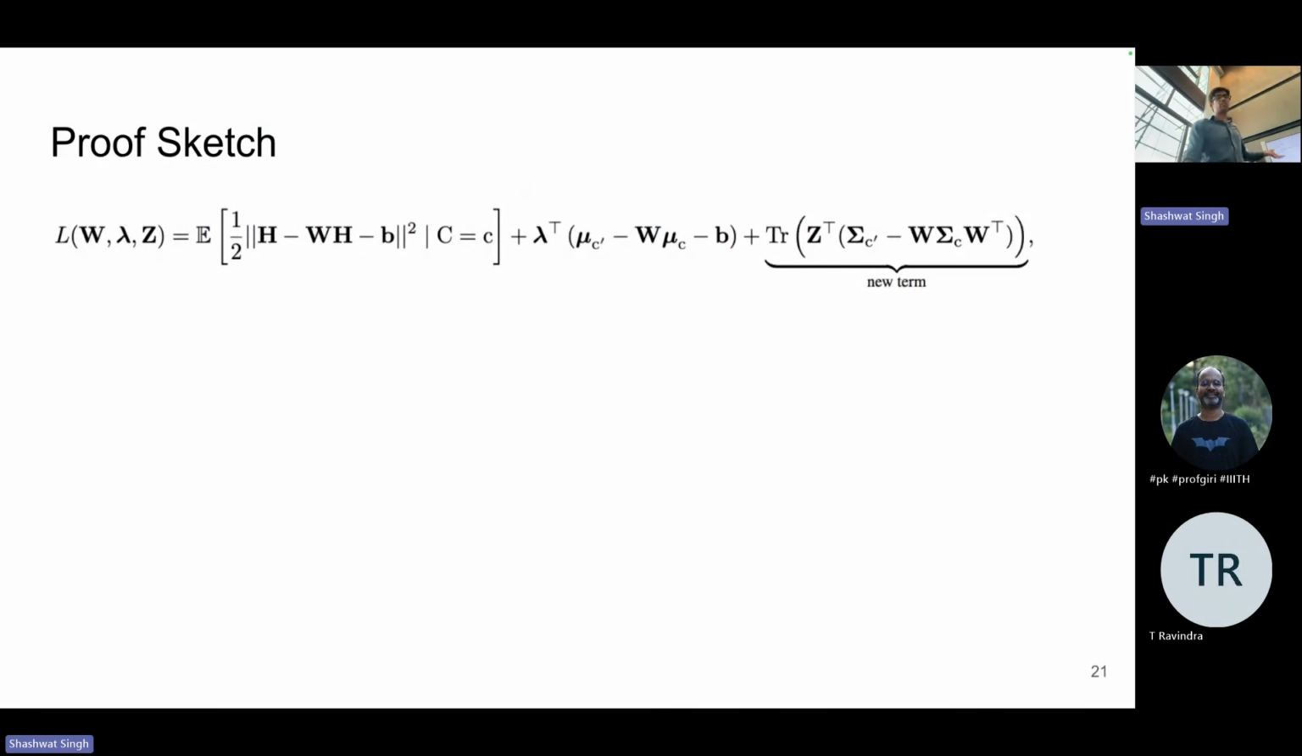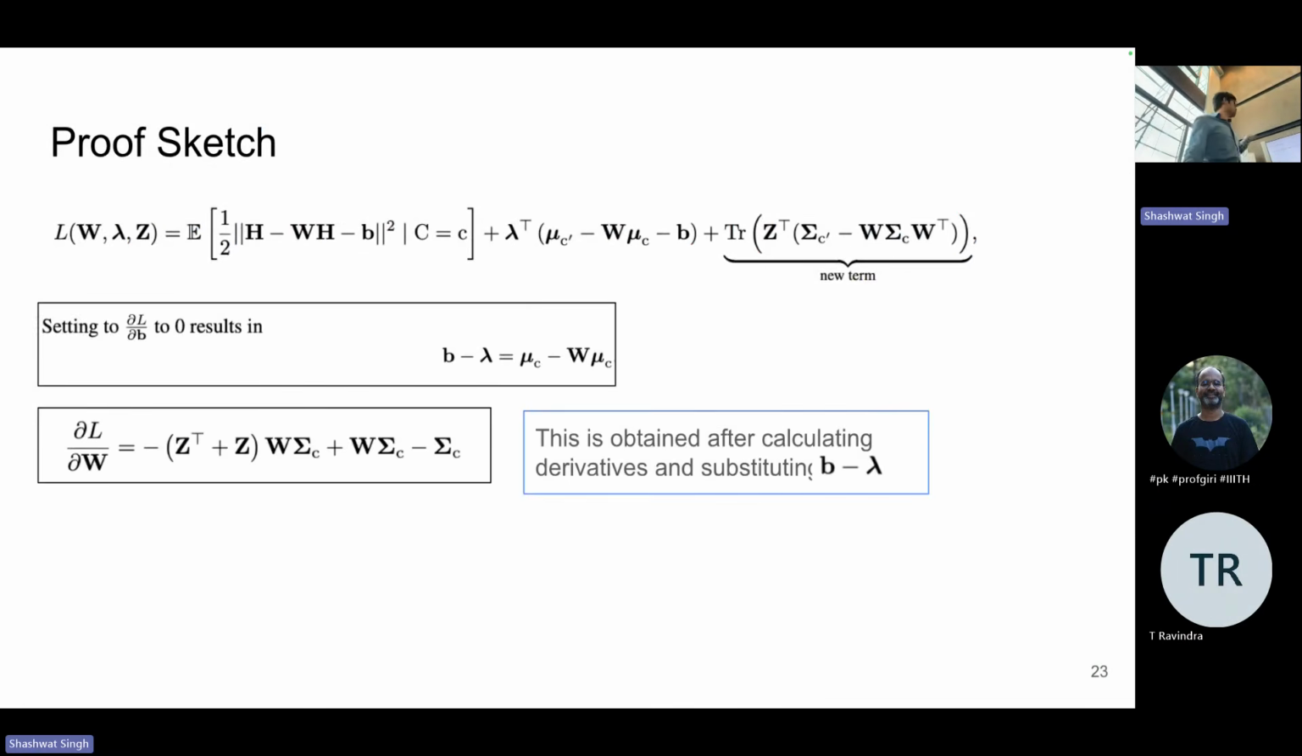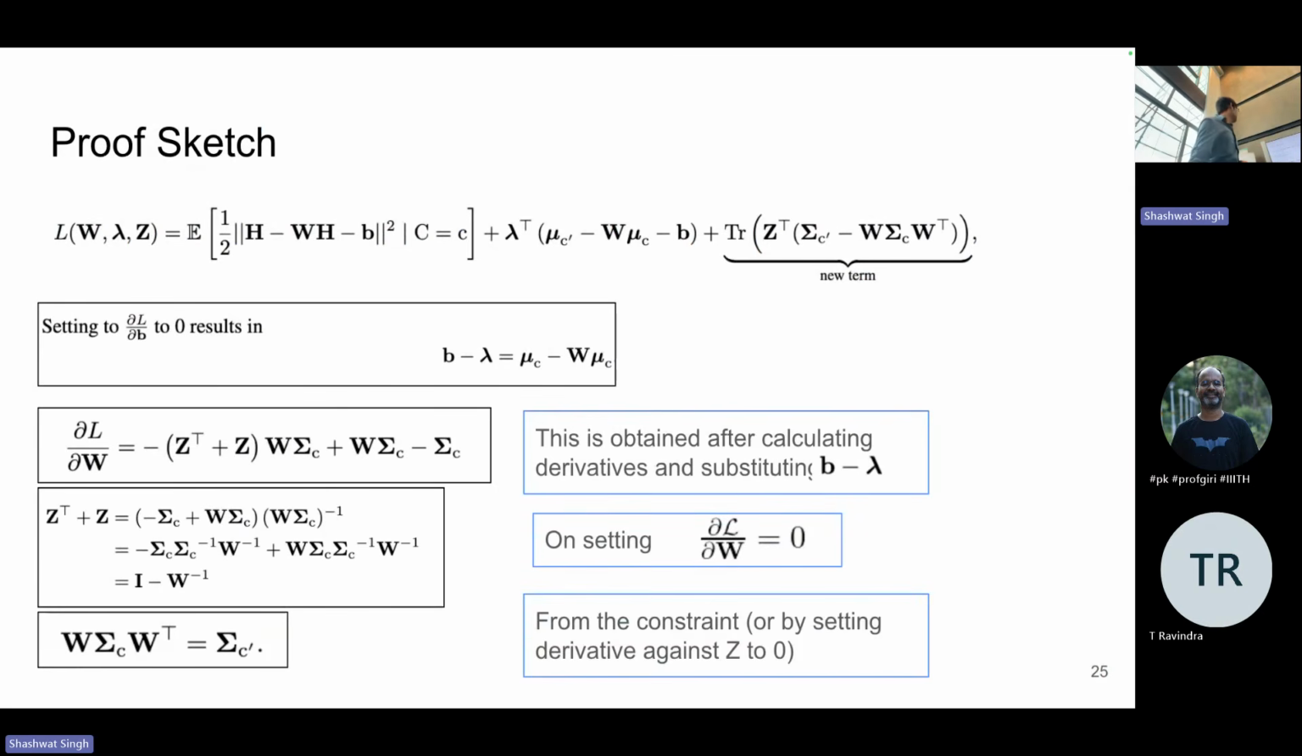And because lambda doesn't show up anywhere else and z doesn't show up anywhere else, we borrow a lot of things from the previous equation. So after that, it's slightly standard. I do my partial derivative with respect to capital W, set that to 0. After a whole bunch of different things, we get Z plus Z transpose is equal to I minus W inverse. It's important because it tells us that W has to be a symmetric solution. And that eliminates a lot of solutions to this equation, which is W sigma C, W transpose, sigma C dash.